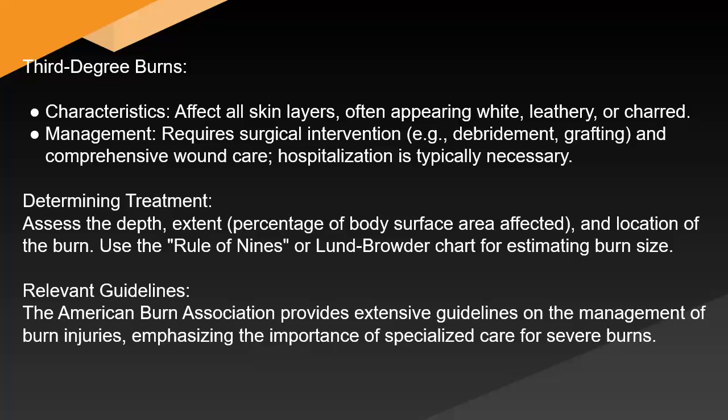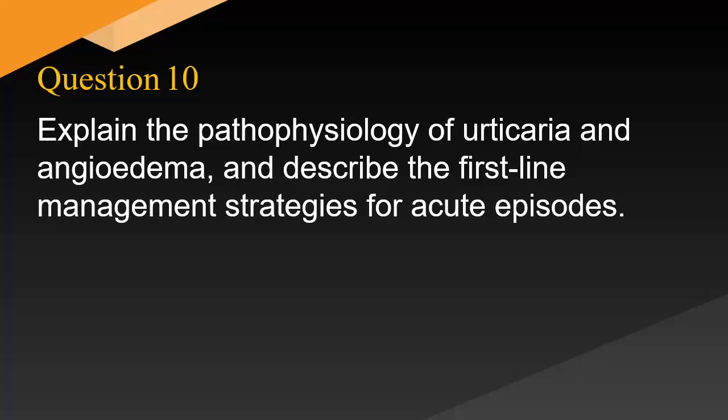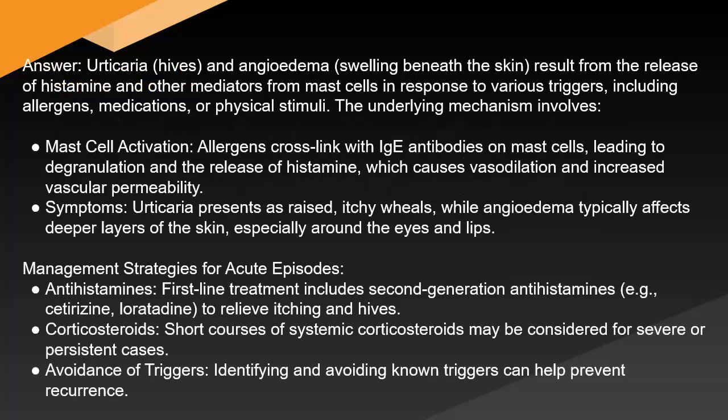Explain the pathophysiology of urticaria and angioedema and describe the first-line management strategies for acute episodes. Answer: urticaria (hives) and angioedema (swelling beneath the skin) result from the release of histamine and other mediators from mast cells in response to various triggers, including allergens, medications, or physical stimuli. The underlying mechanism involves mast cell activation. Allergens cross-link with antibodies on mast cells, leading to degranulation and the release of histamine, which causes vasodilation and increased vascular permeability. Symptoms: urticaria presents as raised, itchy wheals, while angioedema typically affects deeper layers of the skin, especially around the eyes and lips.